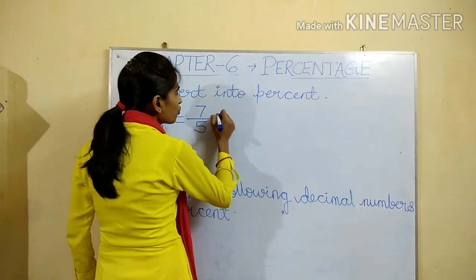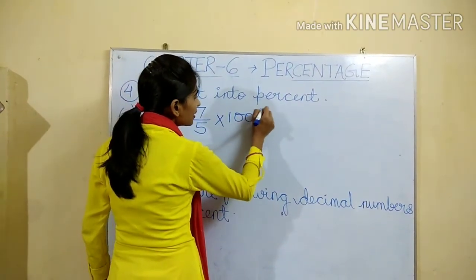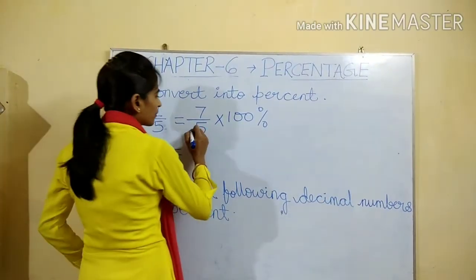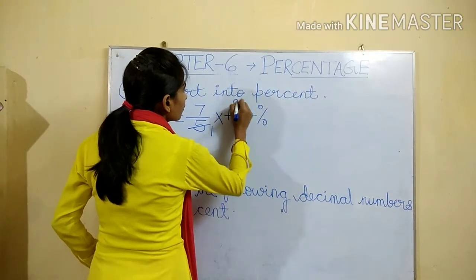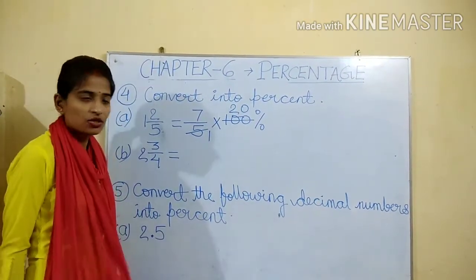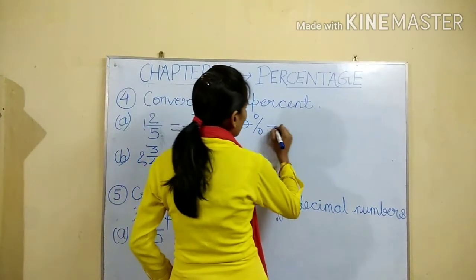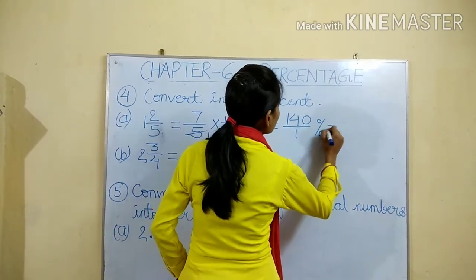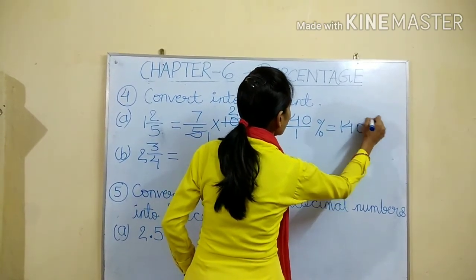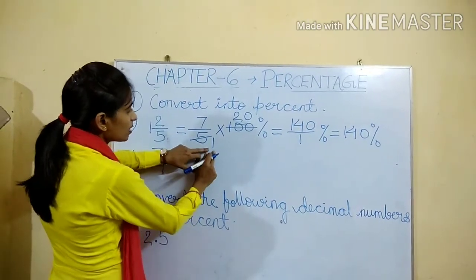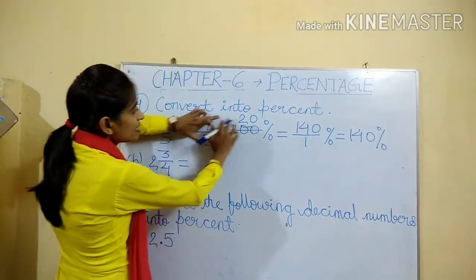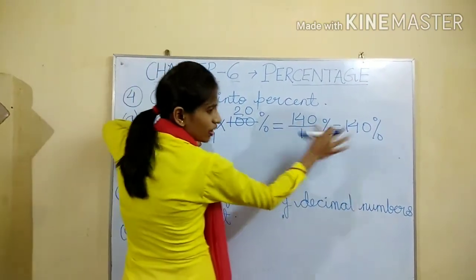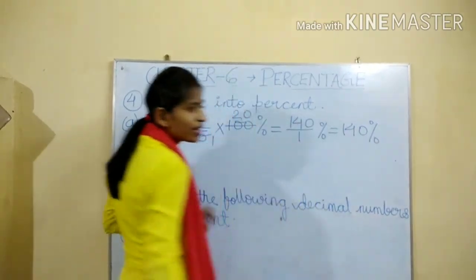Now for converting into percent, let us multiply it by 100 and percent sign. 5 ones are 5. 5 twenties are 100, 20 times. 7 twos are 14, 14 by 1%, that is 140. 5 ones are 5, 5 twenties are 100, 7 twos are 14 and 0, 140 by 1. So 1 we will eliminate, it will be 140%.